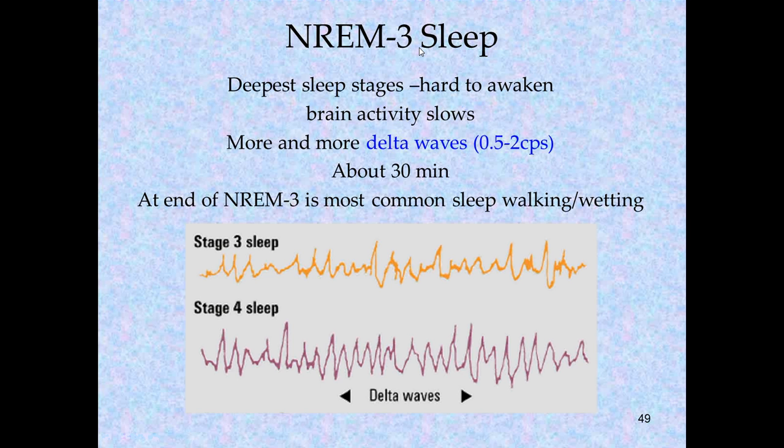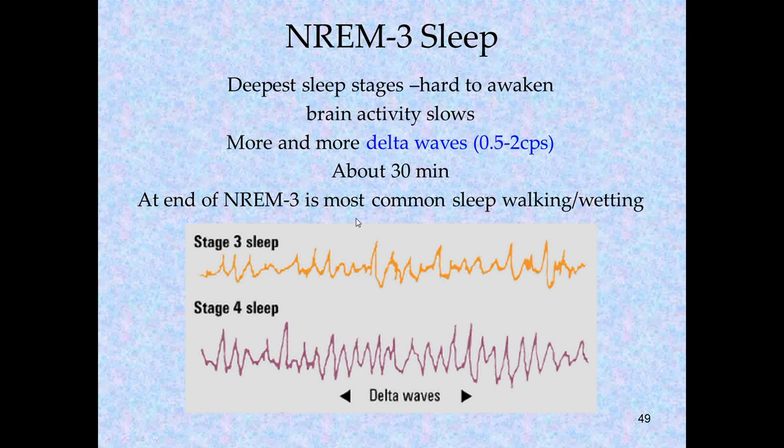Non-REM 3 then, our deepest sleep stage, where we're least aware of our surroundings, where it's hardest to awaken us. Brain activity slows to the extent that delta waves appear, half to 2 cycles per second. Eventually they become the dominant brainwave pattern, and the person spends about 30 minutes in deep non-REM 3 and then begins ascending into the lighter stages of sleep.